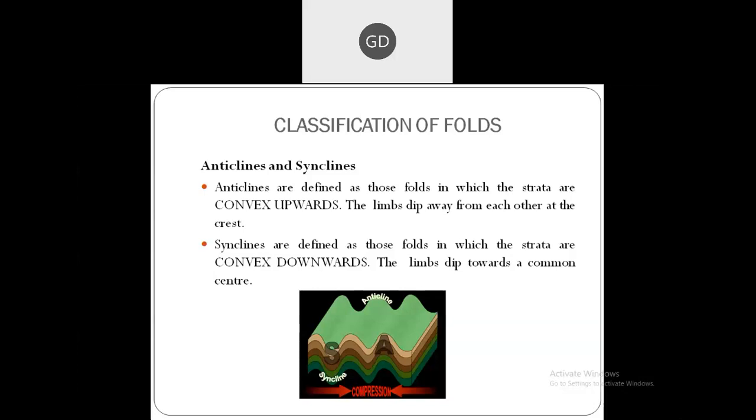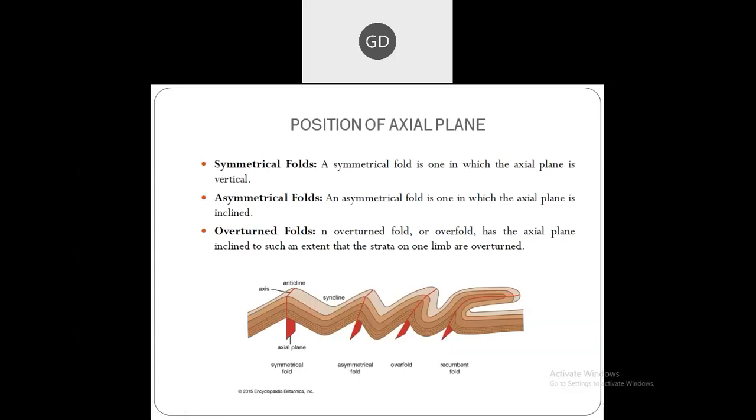And syncline is just the opposite or the reverse: the strata that are down arched, convex downwards, and the limbs dip towards the common center. In this diagram you can see these are anticlines and these are synclines. That downward part is the synclines. Next, on the basis of the position of the axial planes, folds can be divided into many kinds. Number one is symmetrical folds. A symmetrical fold is one in which the axial plane is vertical.